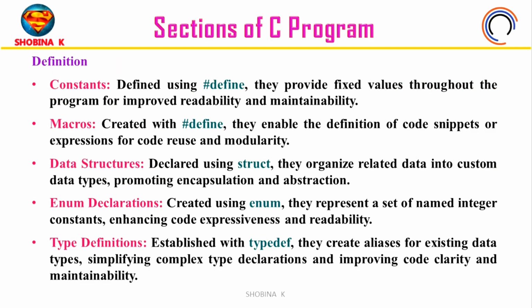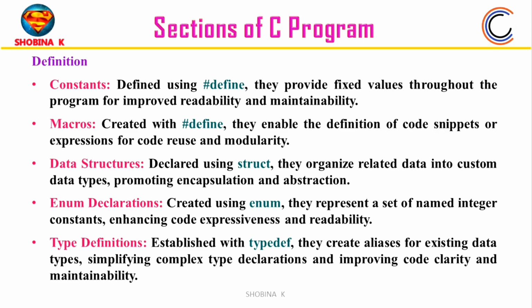Next, definition section. This section includes various elements that enhance code clarity and flexibility. It basically includes constants, macros, data structures, enum declarations, and type definitions. Constants are defined using #define directive. They provide fixed values throughout the program to promote code readability and maintainability. Macros are also created with #define directive. It allows the creation of code snippets or expressions that can be reused throughout the program. They enhance code modularity by encapsulating commonly used logic or expressions into a single identifier.